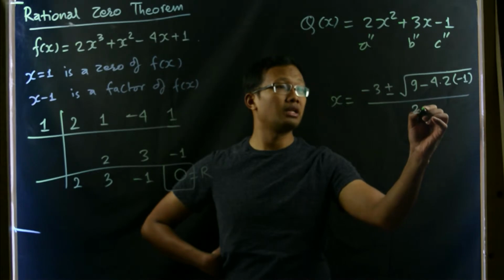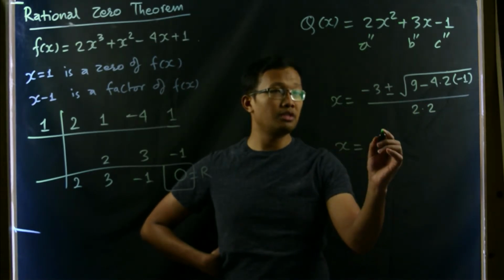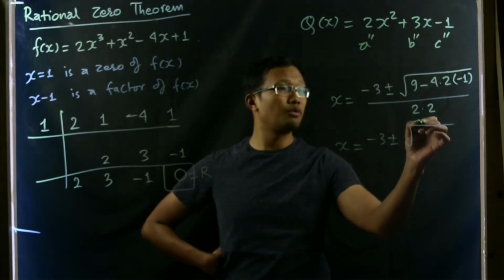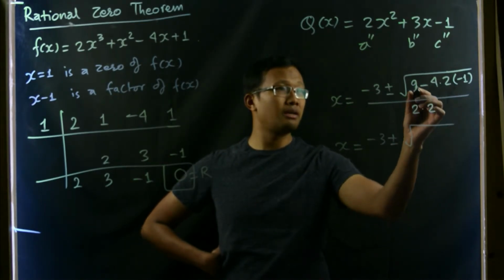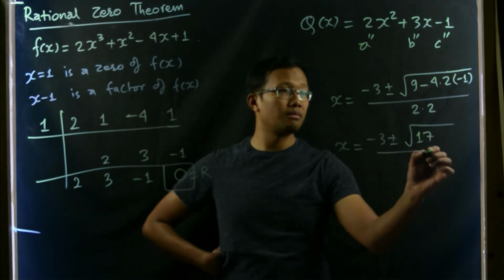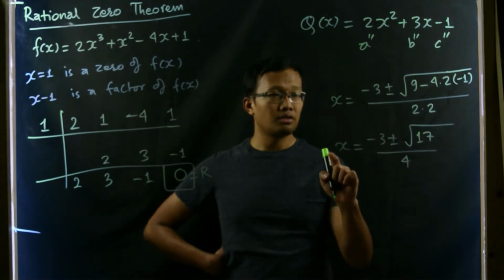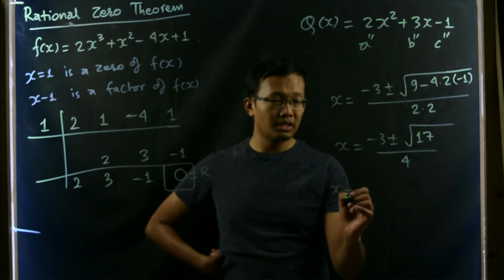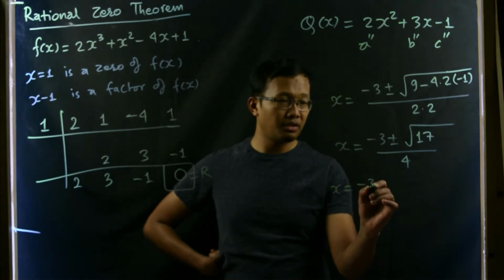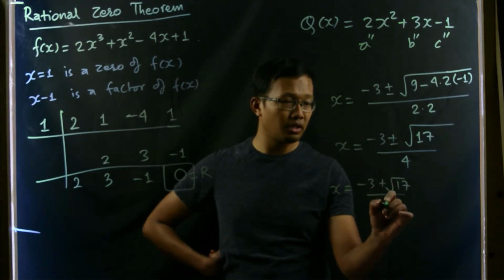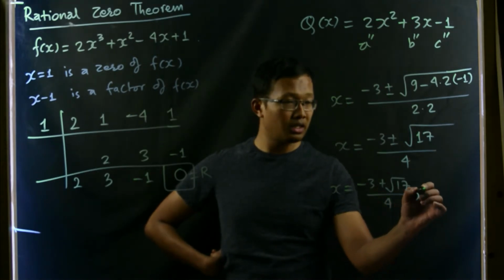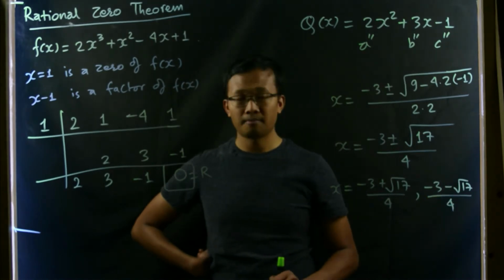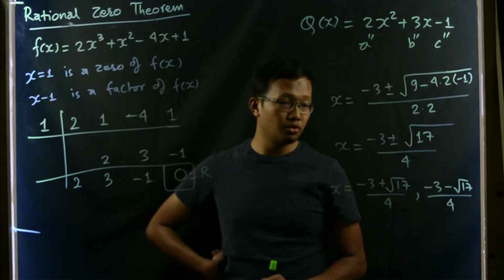by 2a. So x equals -3 plus or minus the root of 9, negative times positive, and 4 times 2 is 8. 9 plus 8 is 17, by 4. So x equals -3 plus or minus root 17 over 4, so that can be written as x equals -3 plus root 17 over 4 as one, and another as x equals -3 minus root 17 over 4. These are our 2 zeros.